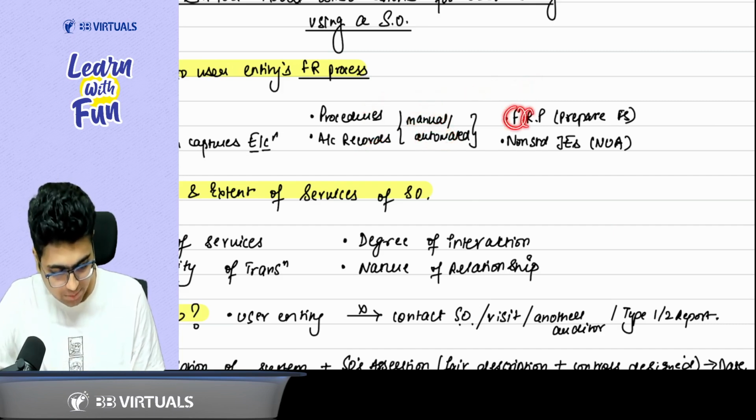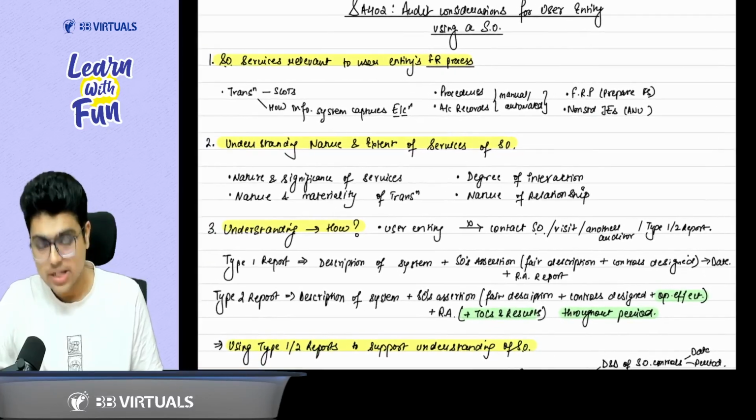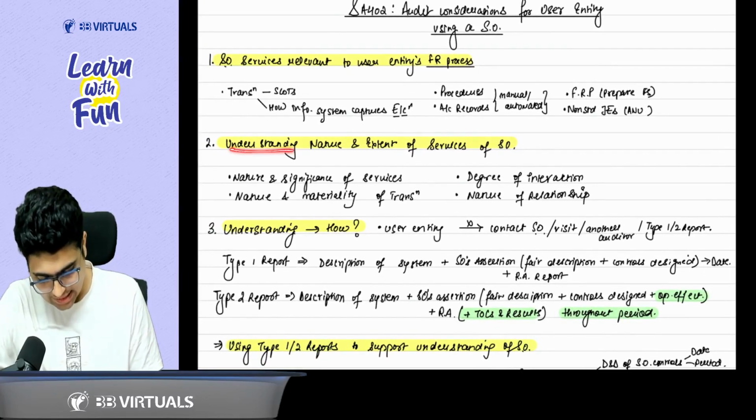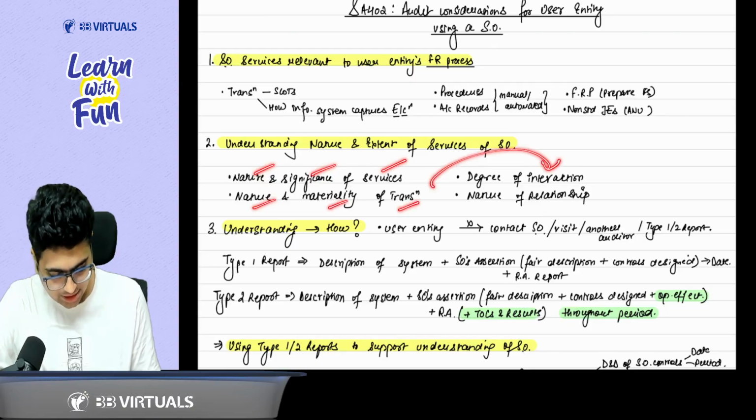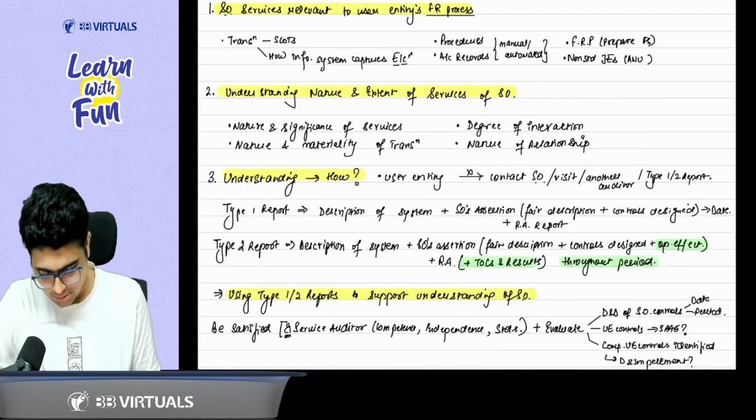Then, sir, the financial reporting process to prepare the financial statements, and non-standard journal entries, that is UNNU. Sir, what was UNNU? Adjustment entries, non-recurring entries and unusual entries. Okay, sir. Then understanding the nature and extent of services: nature and significance of service, nature and materiality of transactions. Transaction leads to interaction and interaction leads to relationship. Degree of interaction between the user entity and SO, nature of relationship between the user entity and SO.